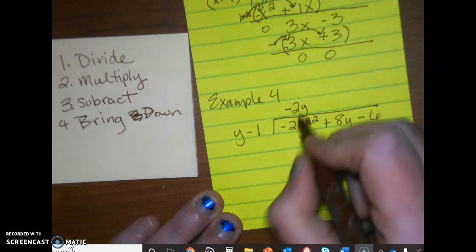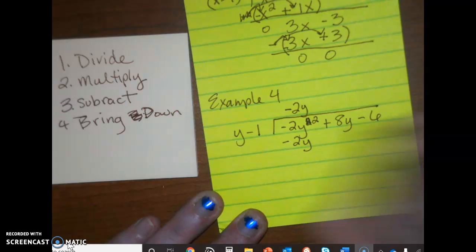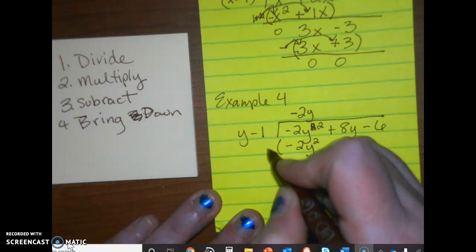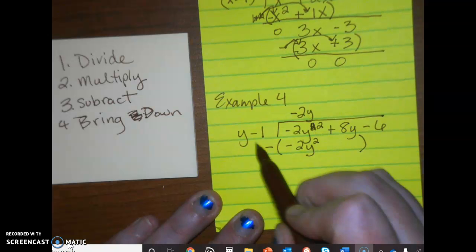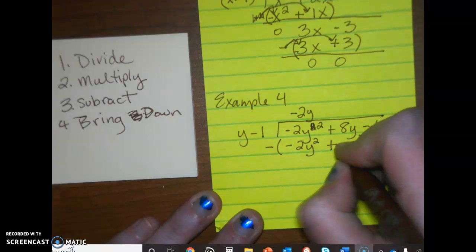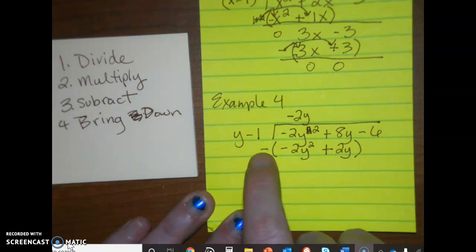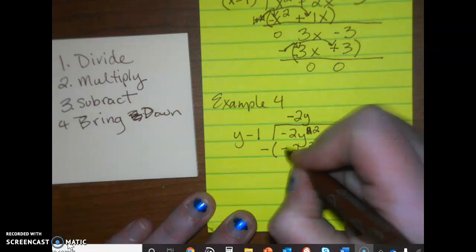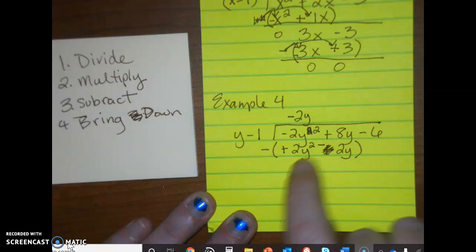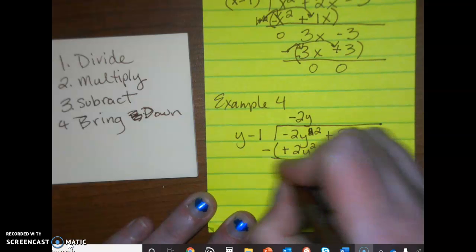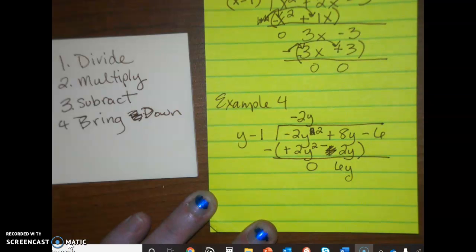So now I multiply. This times that gives me, obviously, this. So I'm going to go negative 2y squared. Remember, this is going to have that. Okay, so negative 2y times negative 1 is positive 2y. Now don't forget the tricky part is we're subtracting everything in here. So we have to change the signs. So this becomes plus, this becomes minus. These cancel out and go to 0. And then I've got 8y minus 2y gives me a lovely 6y.